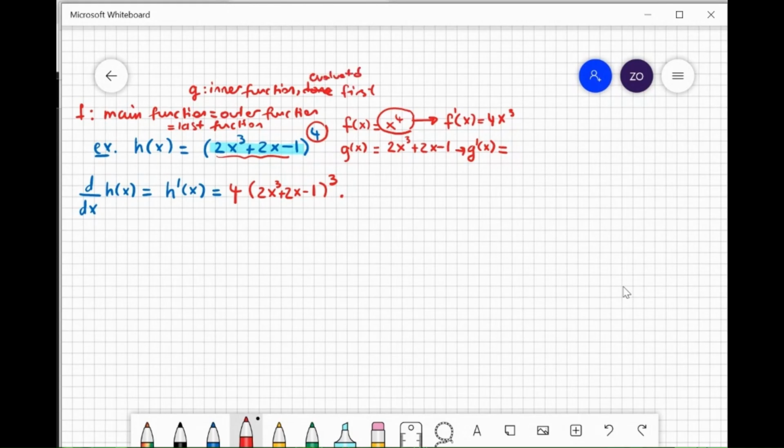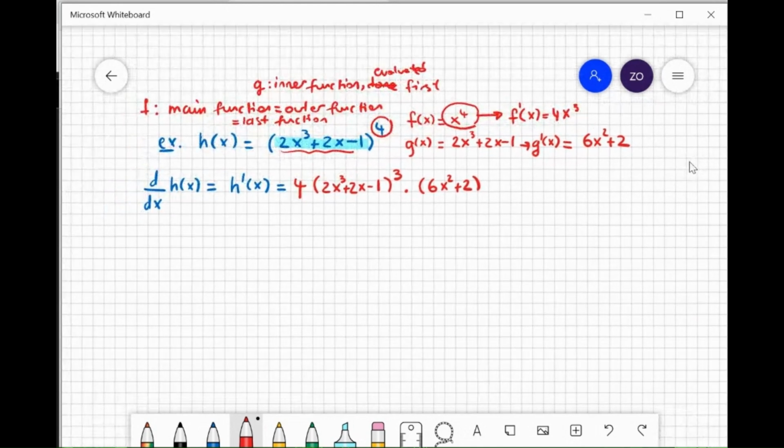So we just find its derivative, which is 6x squared plus 2, right? The derivative of this, which is 6x squared plus 2. So we multiply it by 6x squared plus 2. Okay, so let me go back. Now, what did we do? We wanted to find the derivative of this composition.